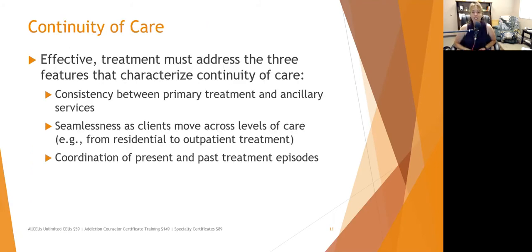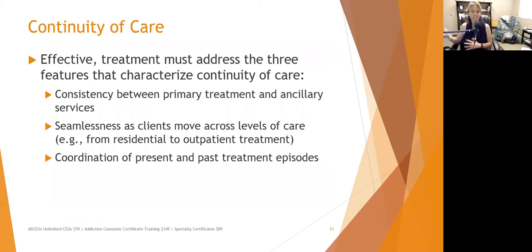We need to provide continuity of care by making sure there's consistency between primary treatment, what we're doing in therapy, and ancillary services. So if you refer somebody to Voc Rehab, for example, and the Voc Rehab counselor says, okay, let's get you enrolled in school starting in 2 weeks. You can go back to school and start working on your AA. Well, that's wonderful, but the person is in residential for another 2 months. So that's not going to work. So we need to make sure that the primary treatment provider communicates with ancillary service providers and everybody's on the same page and the same timeline.